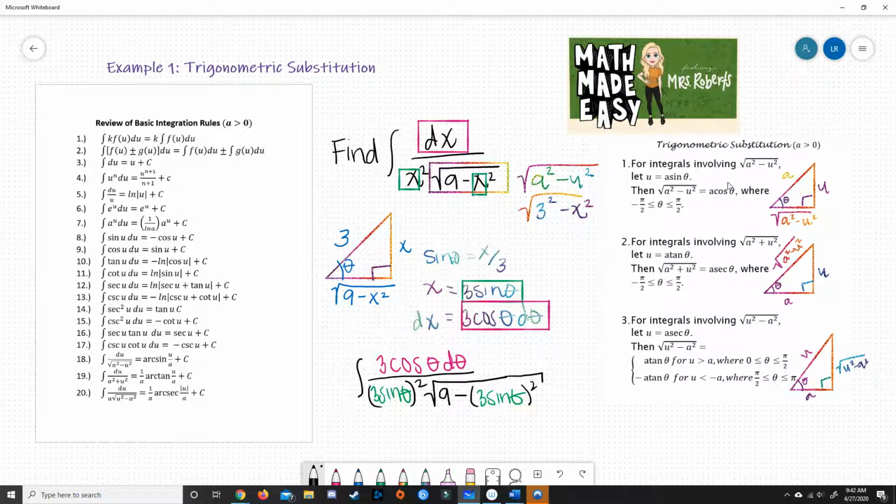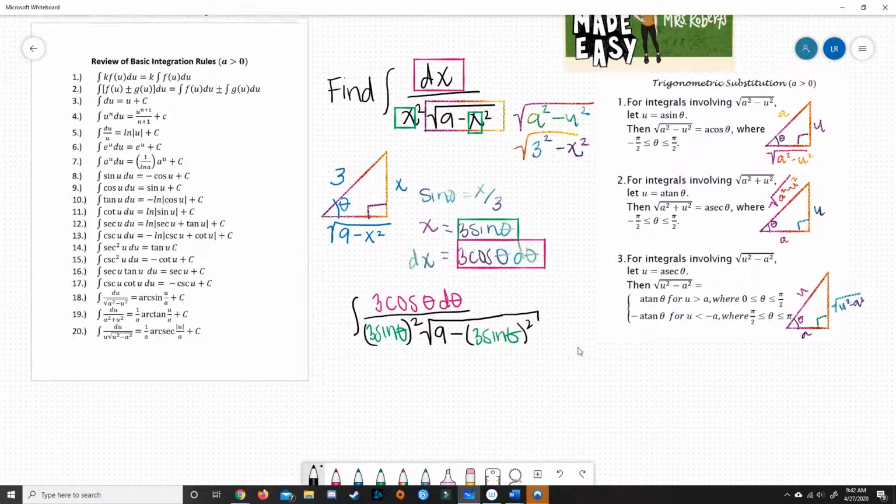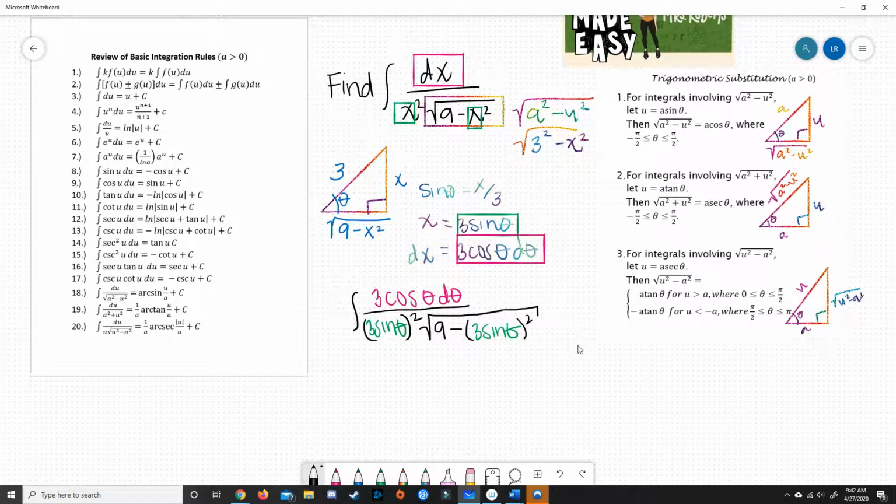And what you're going to see is where this a cosine of theta comes into place. And in the future, you'll no longer need to write this out. You will just know that this is going to be replaced with a cosine of theta. But let's go ahead and simplify this so that you can see where this is coming from. So right now, what we're going to have is 3 cosine of theta d theta. This is going to multiply into 9 sine squared of theta. This right here is going to be the square root of 9 minus 9 sine squared of theta.